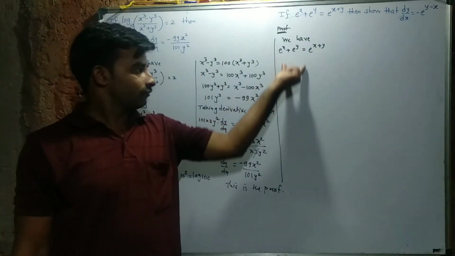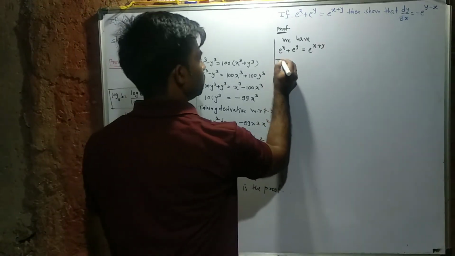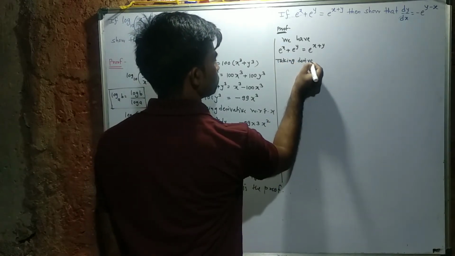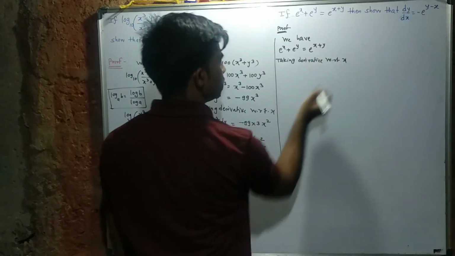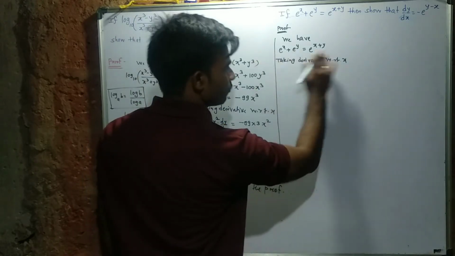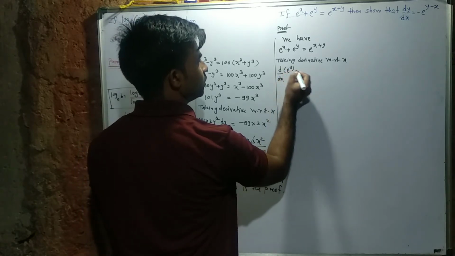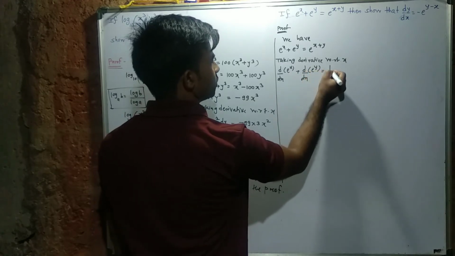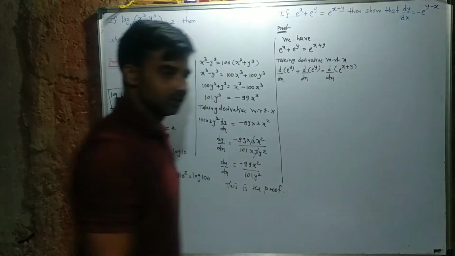Now we can find out the derivative with respect to x of that one, taking derivative with respect to x. Then you will get the consideration of e raised to x having the derivative. First of all, we have to write the complete consideration. That means d dx of e raised to x, plus d dx of e raised to y, and is equal to d dx of e raised to x plus y.